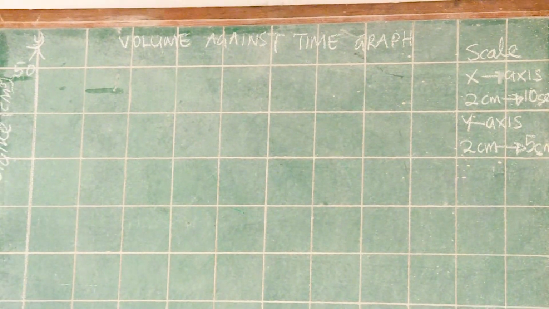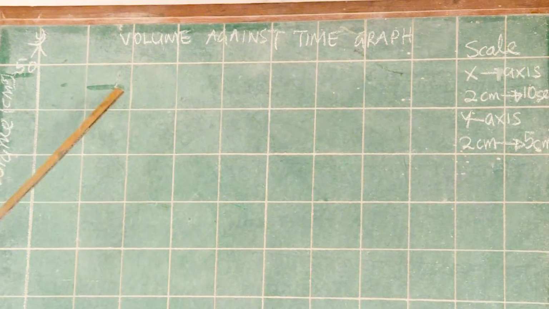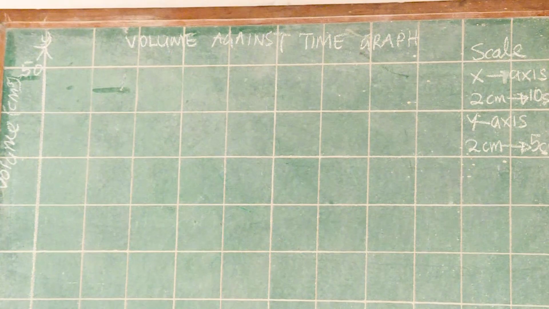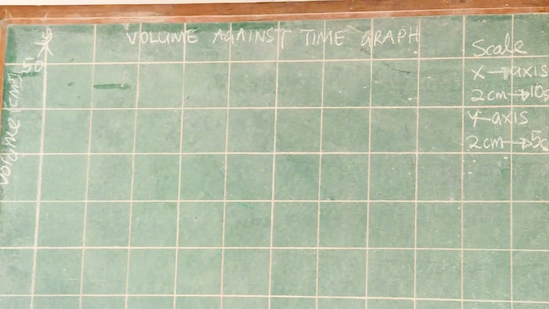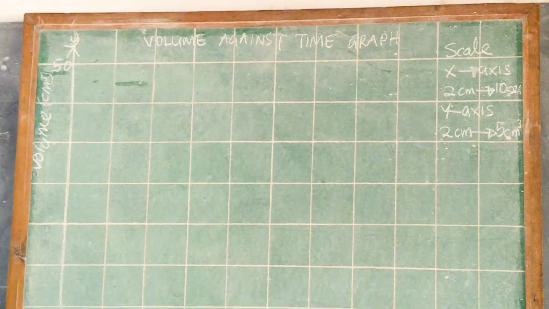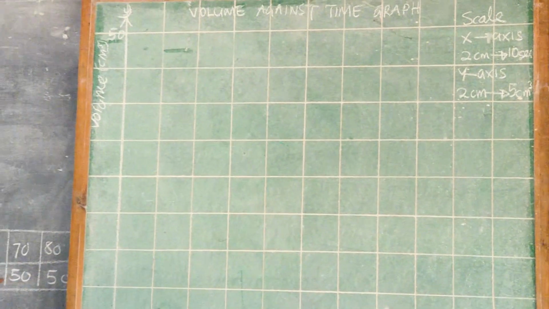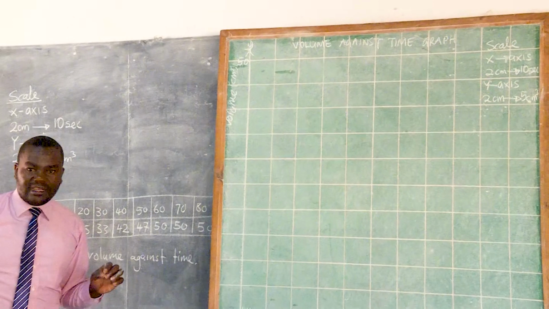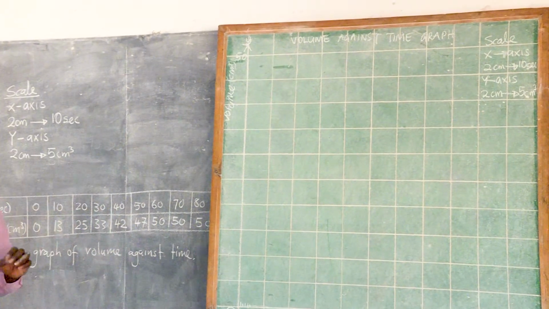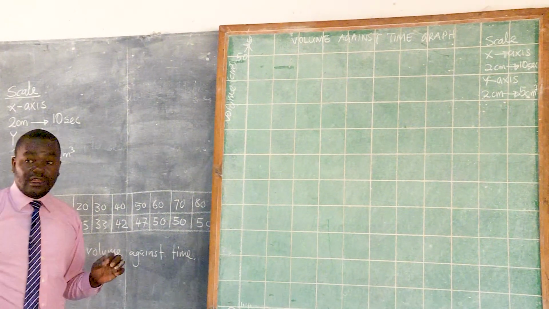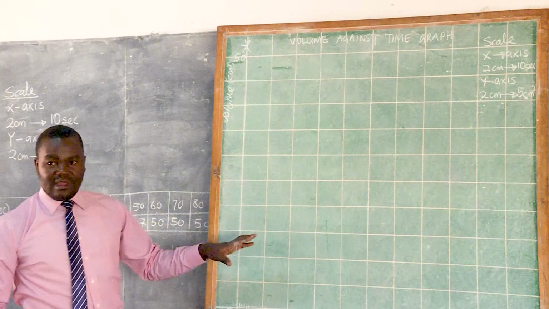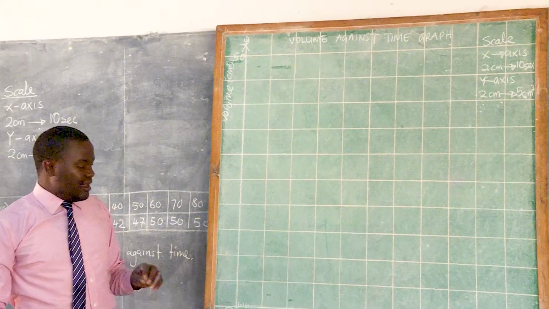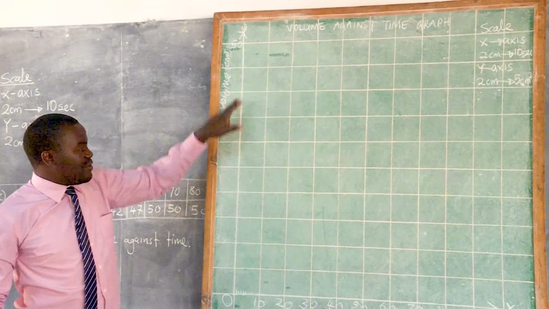Are we together there? Yes. So this is the title of our graph. After we've done this, you've come up with the scale. Everything is there. What is now missing is the curve. So now we start plotting the coordinates carefully on the what? On the graph. Are we together? Yes.